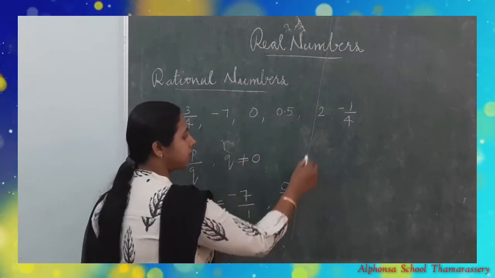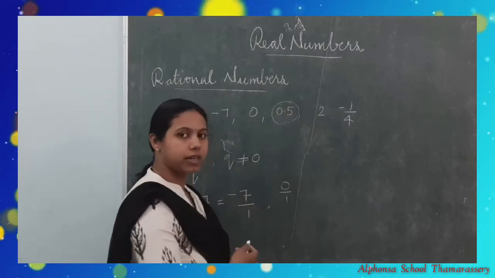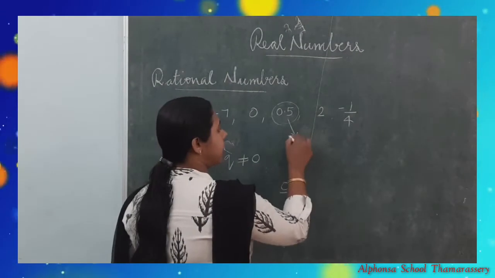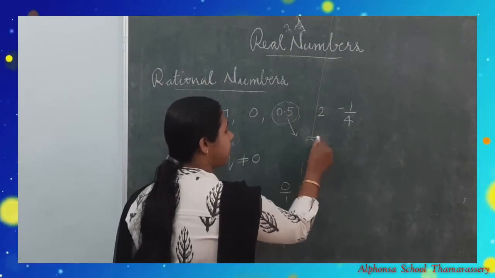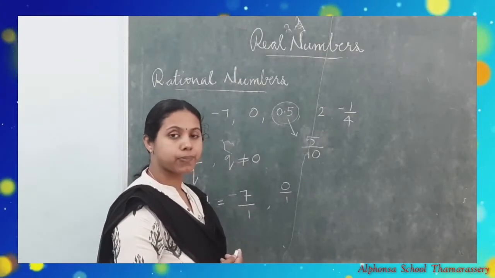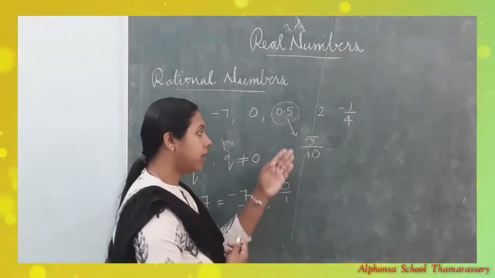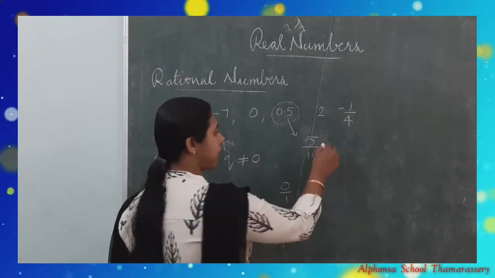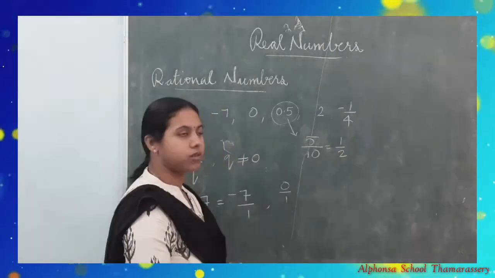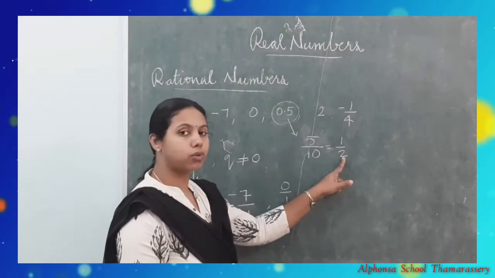The next number is 0.5. Is 0.5 a rational number? Can you write it in the P by Q form? Yes, we can change this decimal to a fraction, then it will be 5 by 10. 5 by 10 is a rational number because it's in the form of P by Q. But now it is not in the lowest form. You can write the lowest form, that is 1 by 2. So here P and Q are integers and Q not equal to 0.